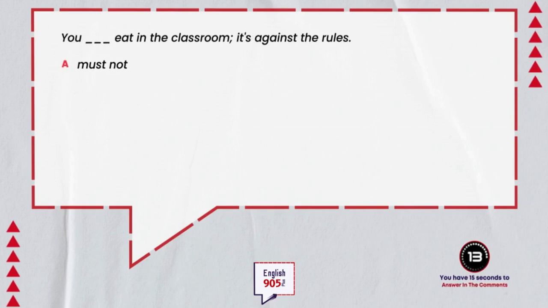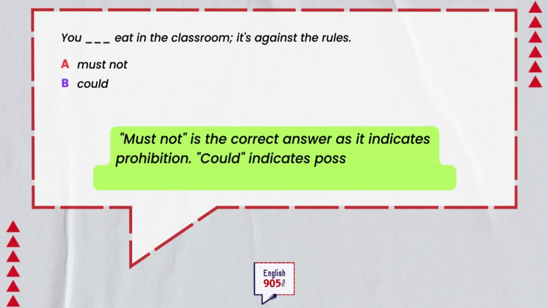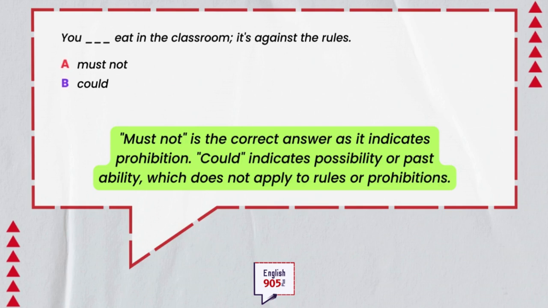A. You must not eat in the classroom, it's against the rules. B. You could eat in the classroom, it's against the rules. Which one is correct? Answer in the comments below. Must not is the correct answer as it indicates prohibition. Could indicates possibility or past ability, which does not apply to rules or prohibitions.